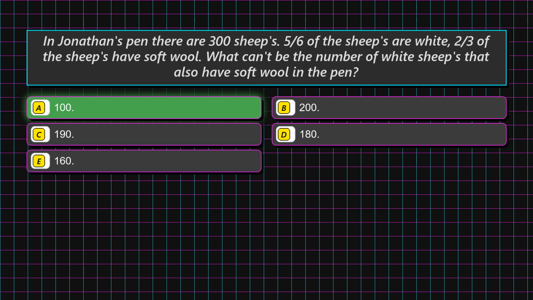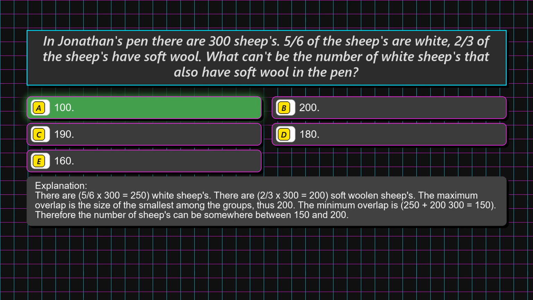The correct answer is option A, 100. There are 5/6 x 300 equals 250 white sheeps. There are 2/3 x 300 equals 200 soft woolen sheeps. The maximum overlap is the size of the smallest among the groups, thus 200. The minimum overlap is 250 plus 200 minus 300 equals 150. Therefore the number of sheeps can be somewhere between 150 and 200.